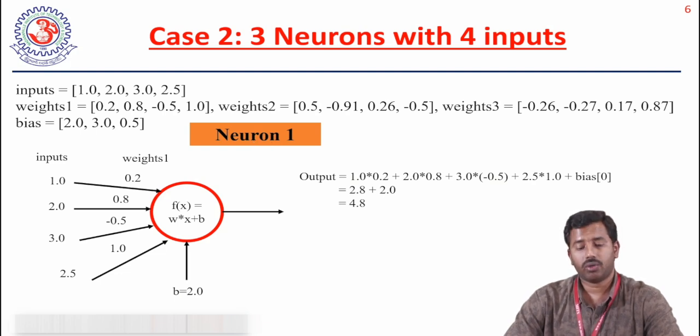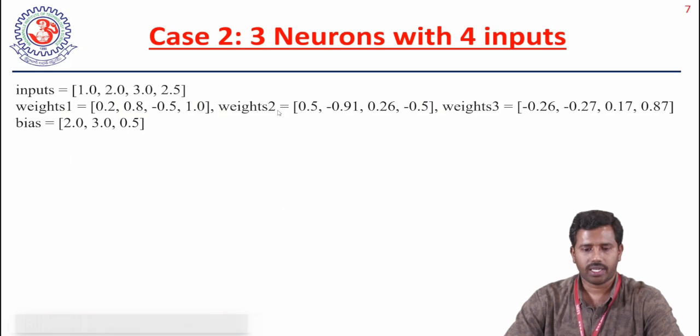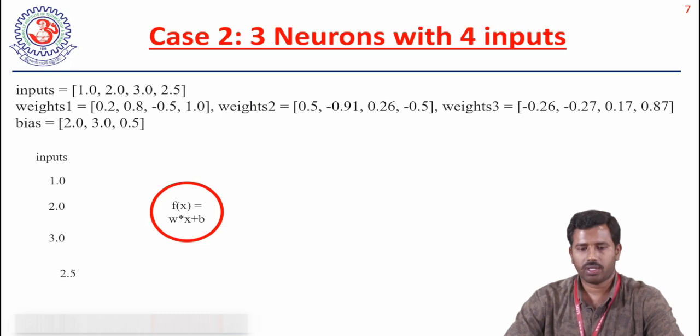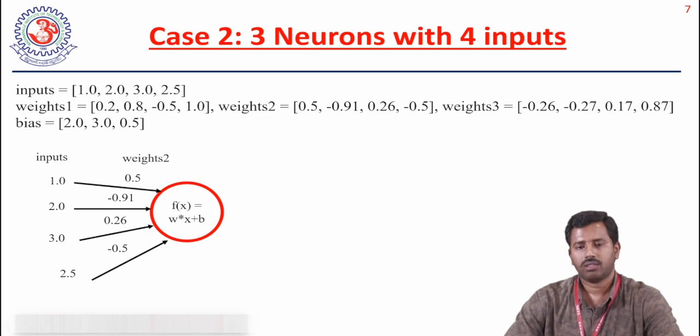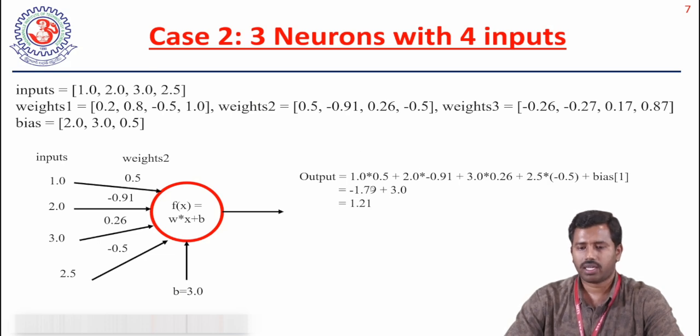Now let us go for the neuron 2 construction. This neuron 2 also takes the same input values, but the weight values are from the weights 2 vector. So this second neuron will take the input values like previously, and the weights from the weights 2 vector, nothing but 0.5, minus 0.91, 0.26, minus 0.5. On this input vector and the weights 2 vector, you are applying the mathematical weighted sum equation along with bias index 1, and the value is 3.0. So that you will get the final output as shown here. This is tracing only. You will get the final value as 1.21.